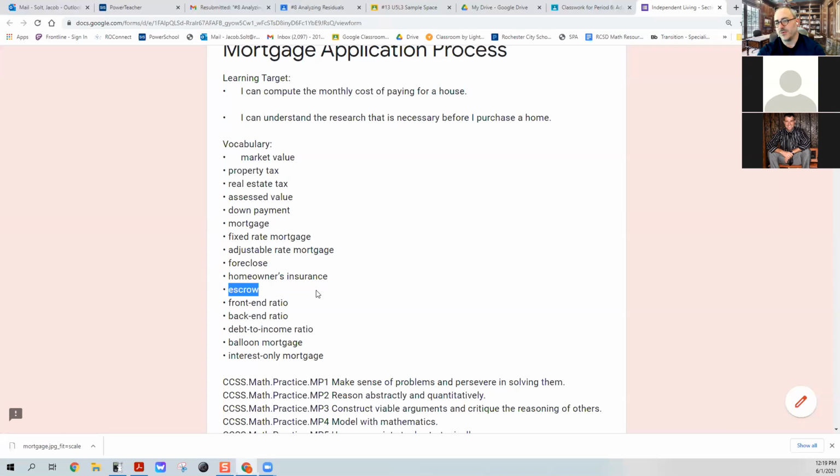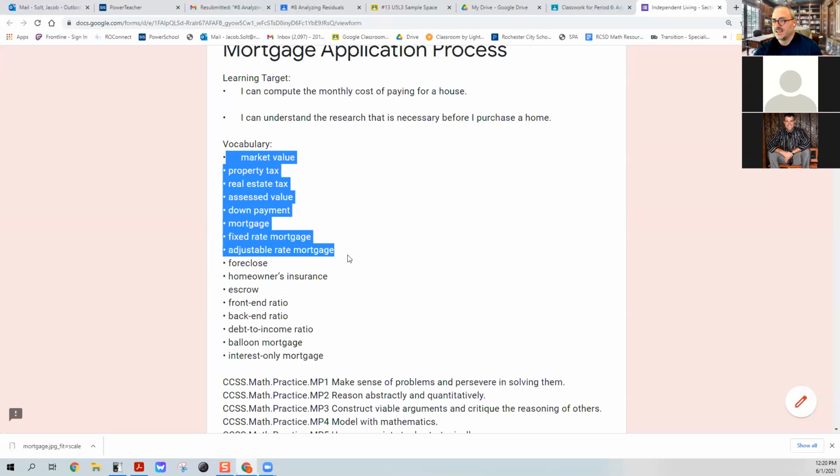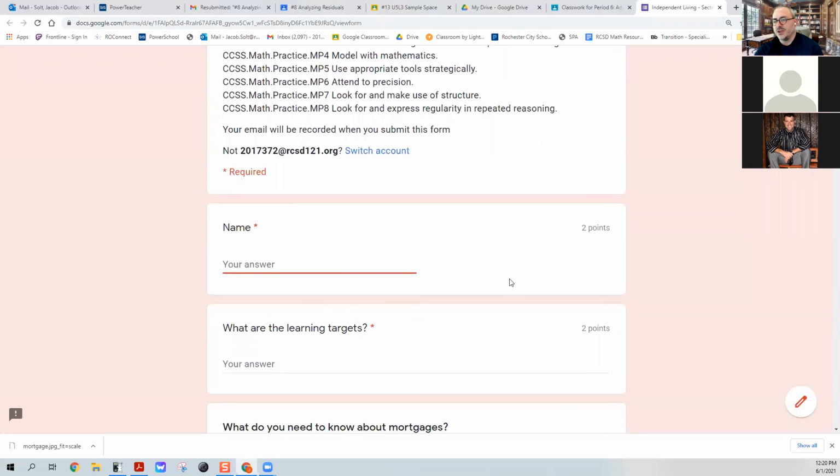Escrow is money that you put away in trust, usually with a lawyer or a bank. We'll get into the front end ratio and back end ratio at a different time. And yes, I'll handle all this other stuff when we get to it later. Today, all we really need to know is this much right there. All right. I'll talk about some of the other things too. So that's the preview of the vocab.